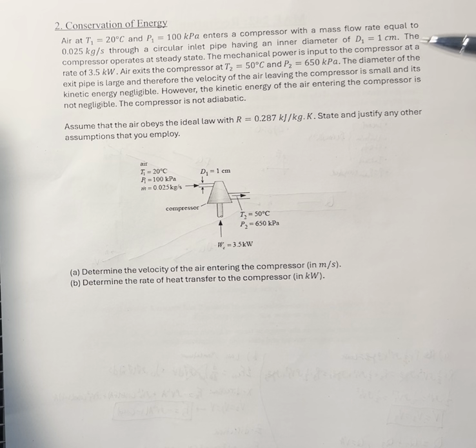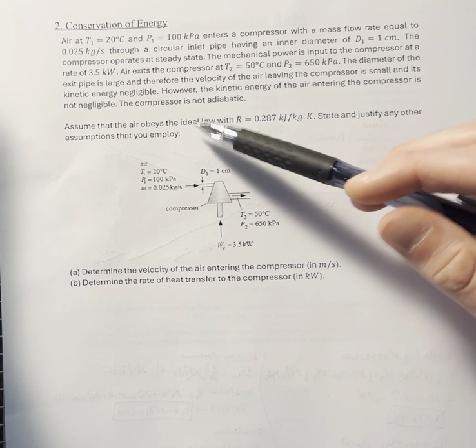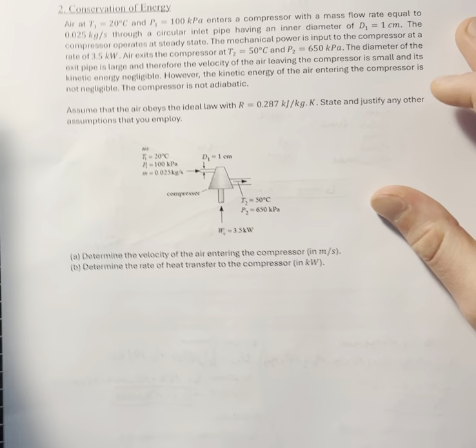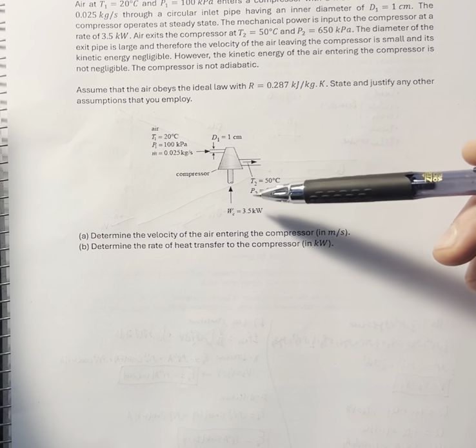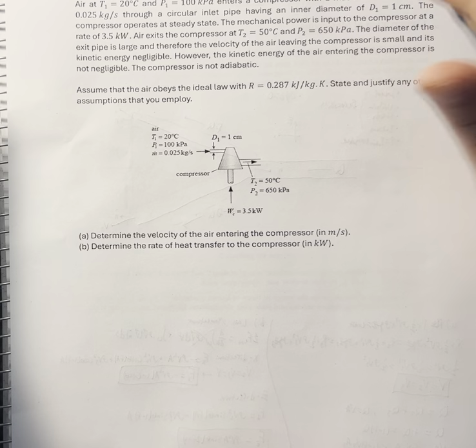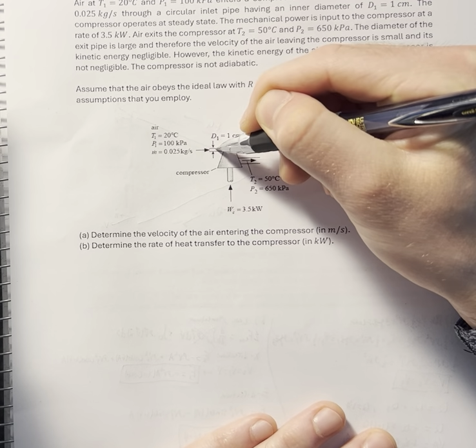However, the kinetic energy of the air entering the compressor is not negligible. The compressor is not adiabatic. Assume air obeys the ideal gas law with R equals that. All right, so first off, part A: you want to determine the velocity of the air entering the compressor and determine the rate of heat transfer to the compressor. So let's get our control volume going, and this is going to be really tiny, but you know what I'm talking about. It's okay.